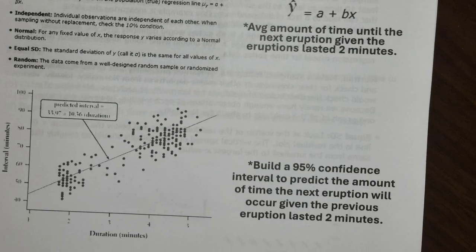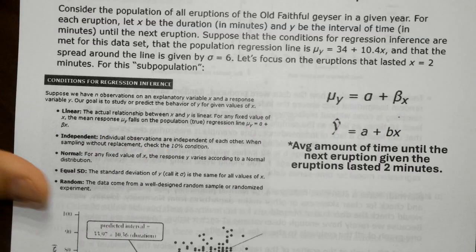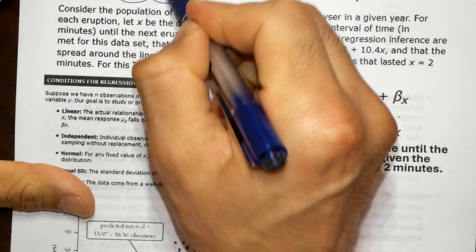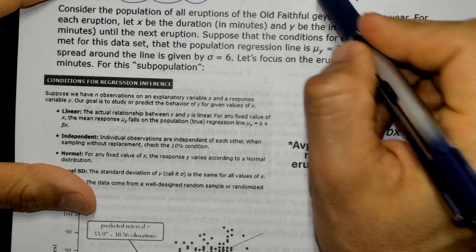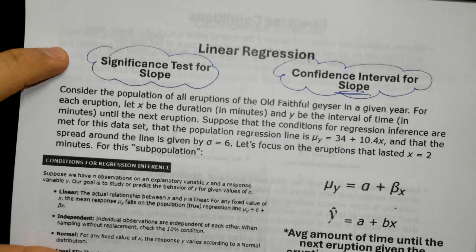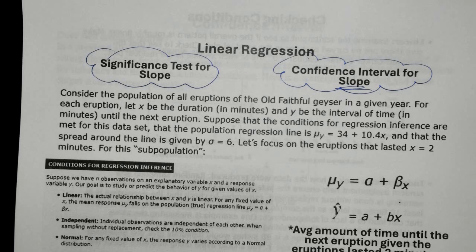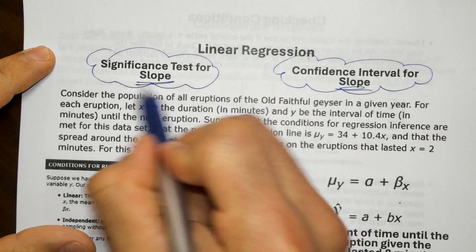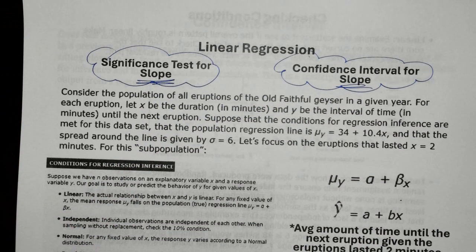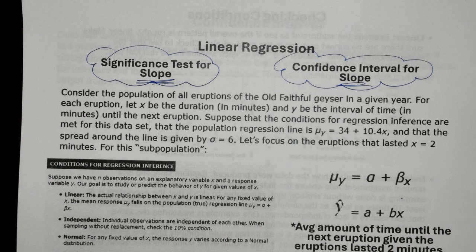Yeah. Now in there, I put the conditions for a regression here on the side that you can see. But here's a general scenario, right? We have two things that we can do for linear regressions: significance test or a confidence interval. And it's for slope because slope tells me the relationship between the two, right? If it's positive, if it's negative, that kind of stuff. We're not going to do a significance test for the y-intercept because that's just a starting point, right? That's a starting value.